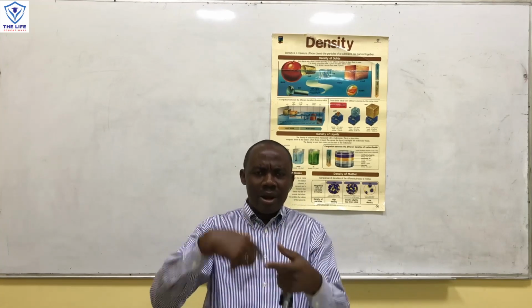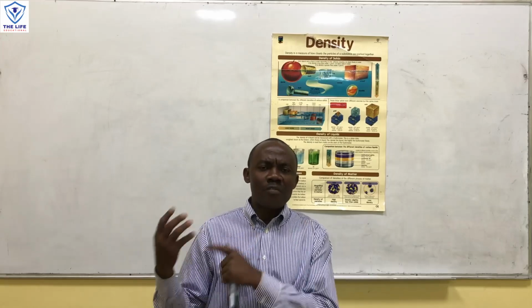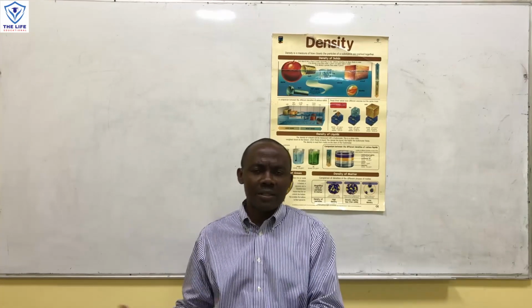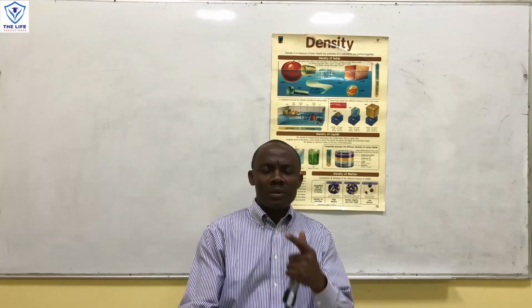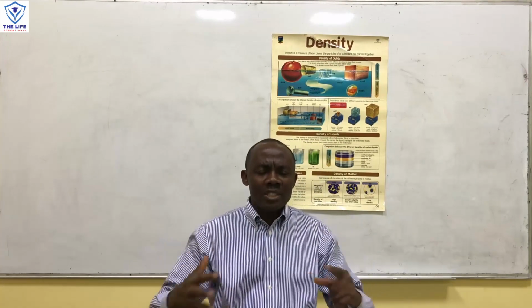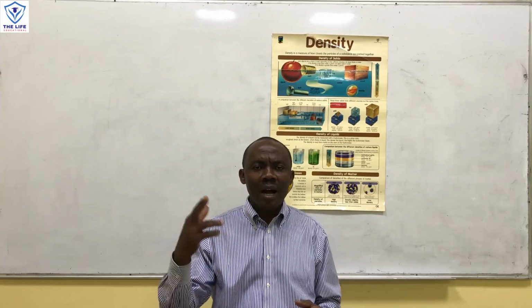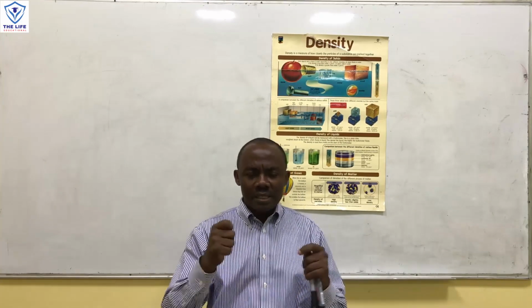Let's take a quick recap. Mass is purely the quantity of matter an object contains, just like matter is anything that has weight and occupies space. But back to density. Density is defined as the mass of an object divided by the volume.